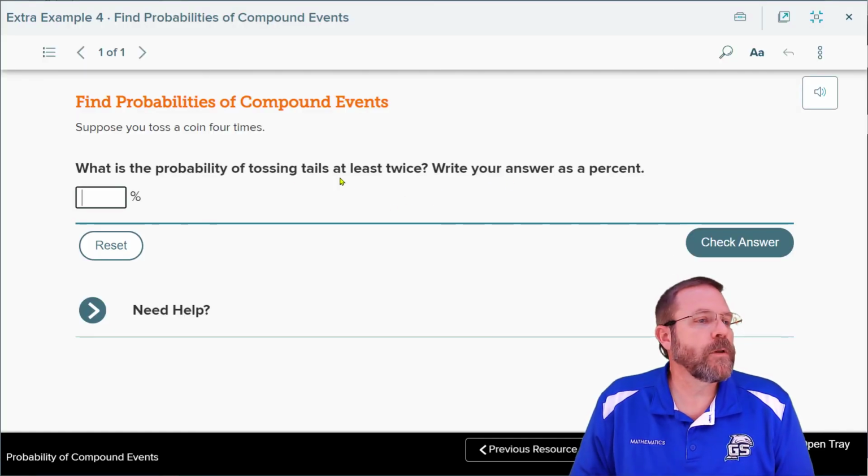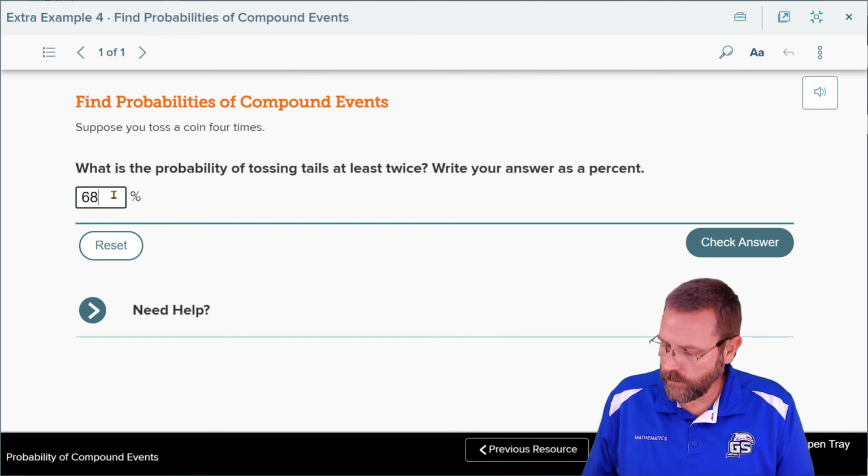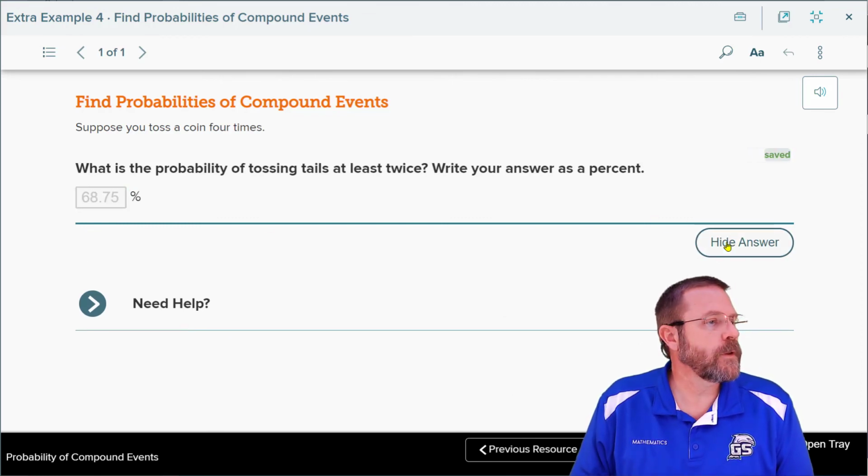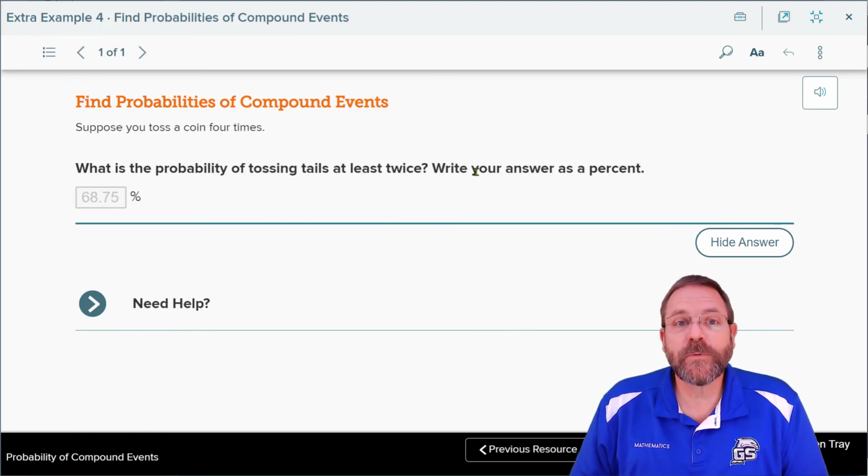Come back over here. We're going to type in 68.7. It doesn't really say what to do, so let's see what happens. Check the answer. They didn't tell us what decimal place to go to, so I stopped at the tenths because that's what they've been doing before.